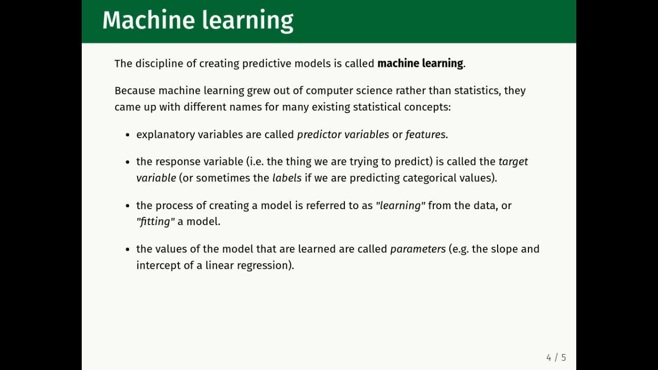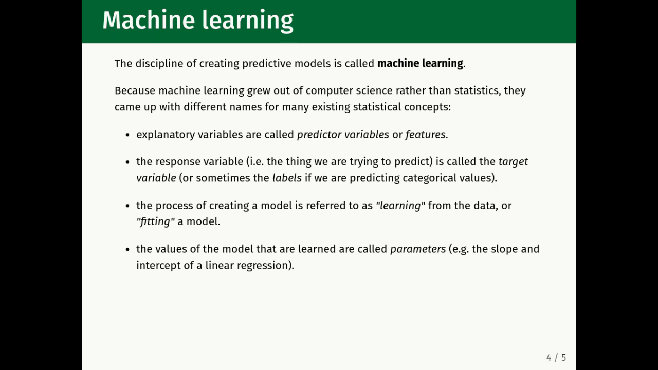The process of creating models for prediction is often called machine learning. It grew out of computer science rather than statistics, so although there is a lot of overlap between machine learning and statistics, the two fields use different names to refer to some of the same things.